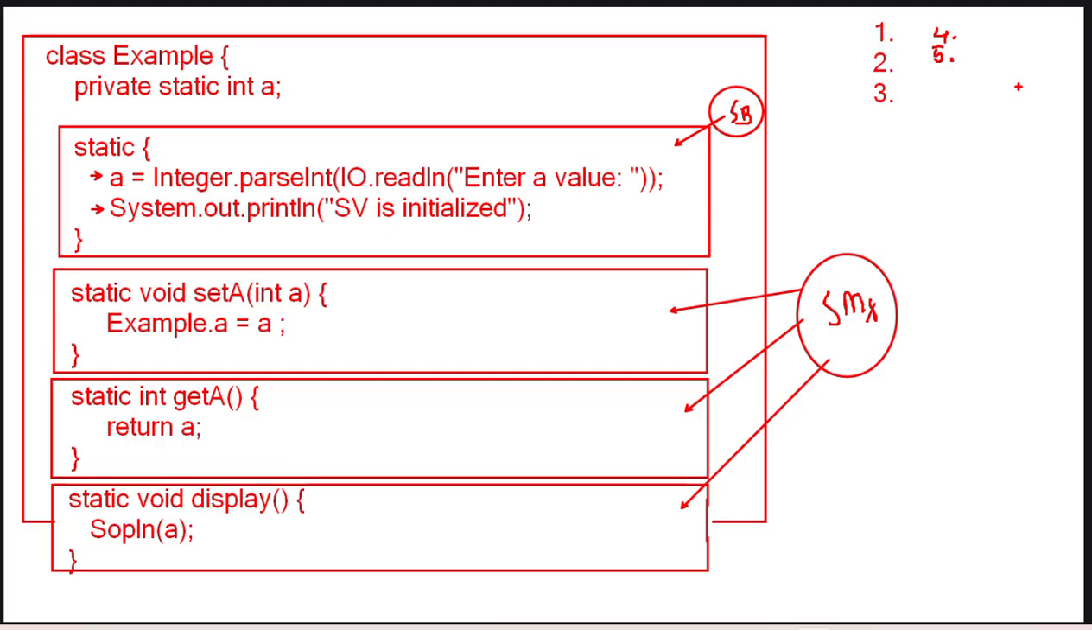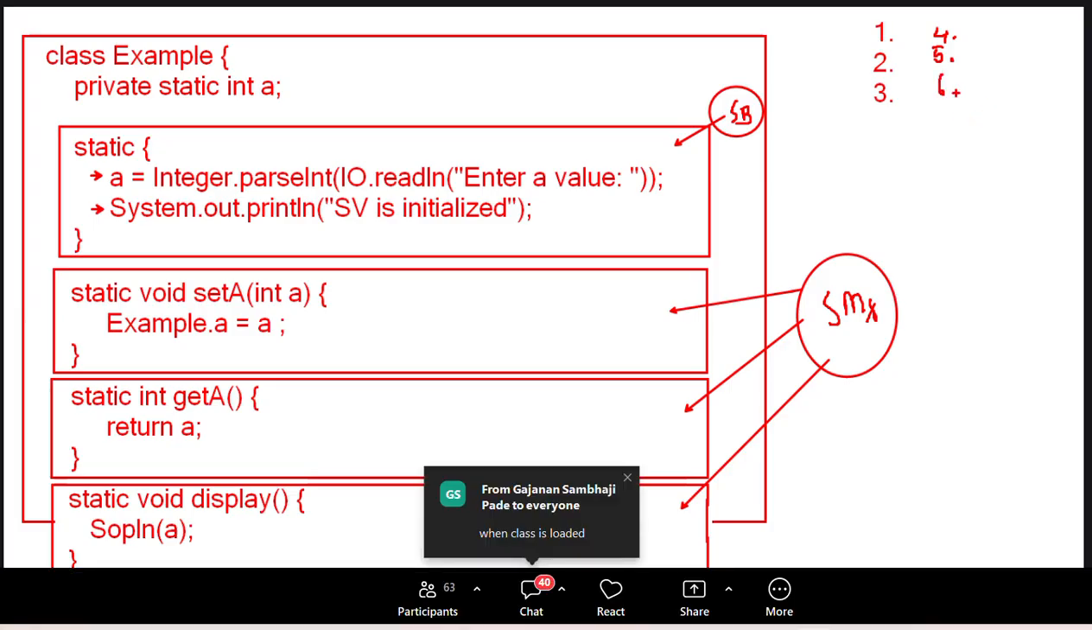In the order they are defined from top to bottom in the class. Everyone, again think and tell me, when is a static block executed? When a class is loaded into JVM, the static block is executed.